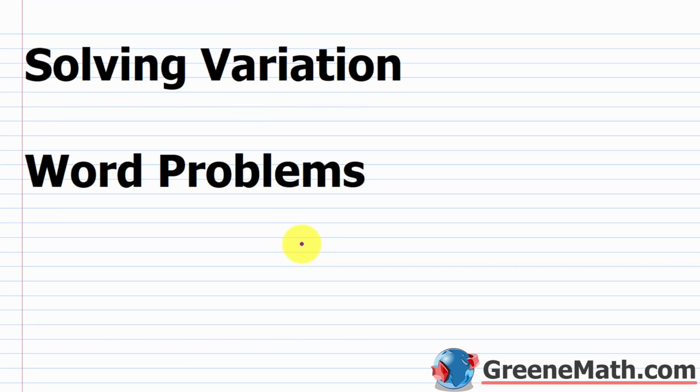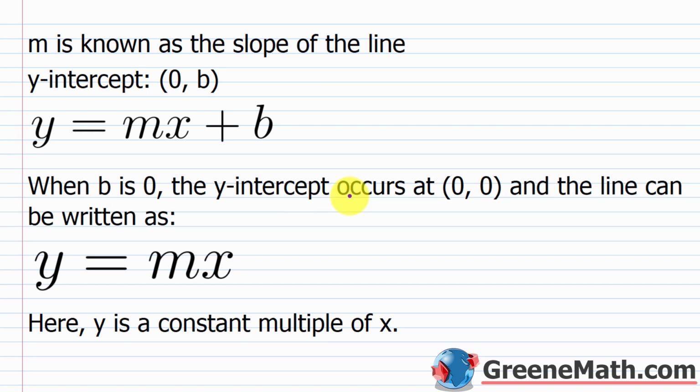In this lesson, we want to talk about solving variation word problems. All right, so earlier on in the course, we talked about the slope-intercept form of the line. So that is y equals mx plus b, where m is known as the slope of the line, and the y-intercept is going to occur at the point (0, b). So we would say that when b is 0, the y-intercept occurs at (0, 0), so that's the origin, and the line can be written as just y equals mx. Because again, if this is 0, this would be y equals mx plus 0. So you could just get rid of that. That's not going to do anything.